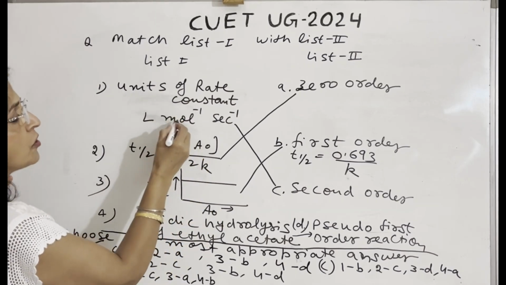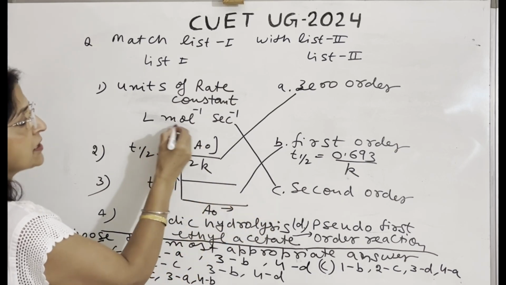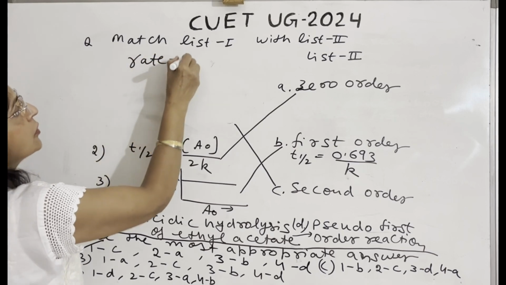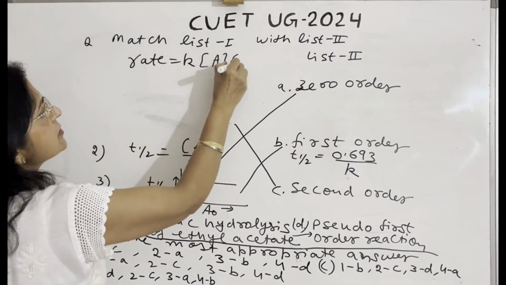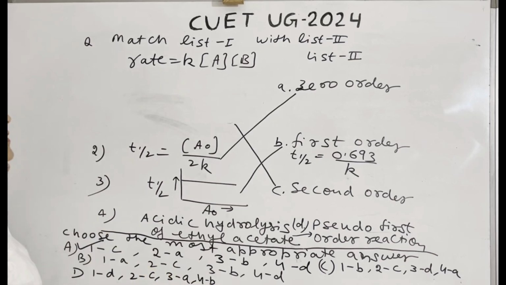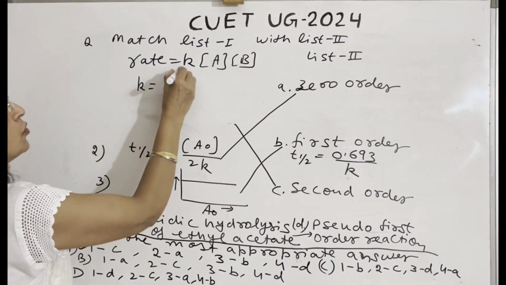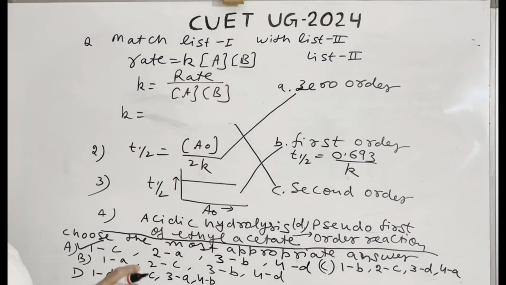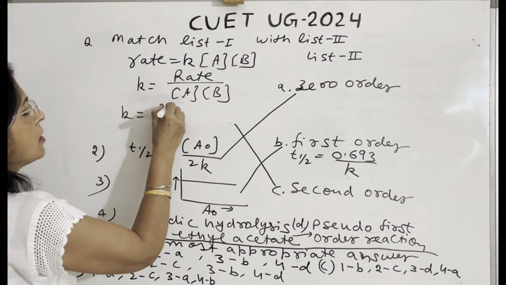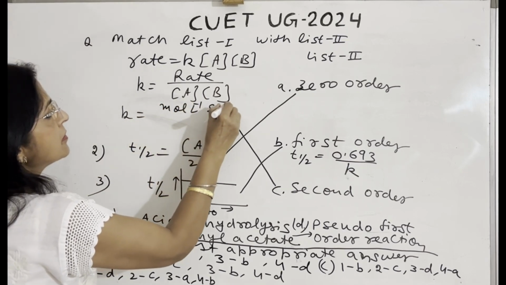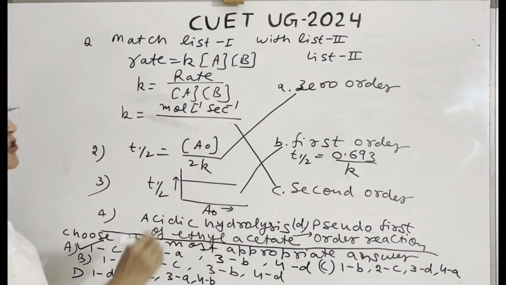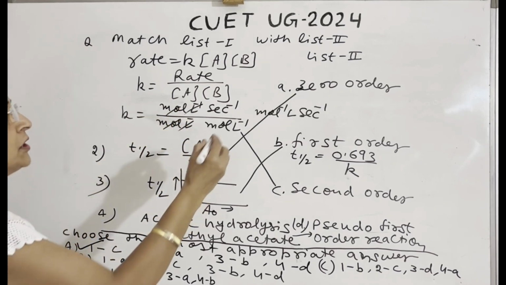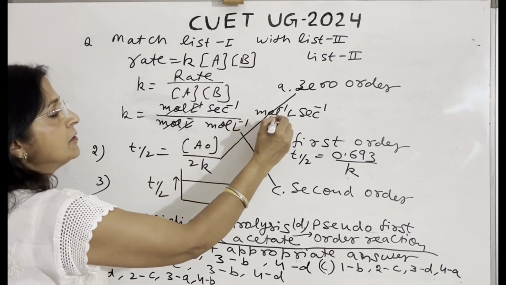How the units of rate constant for second order is liter per mole per second. Yes, for second order reaction, rate is equal to K, concentration of A, concentration of B. 2 reactants are there. Rate constant is equal to rate over concentration of A and concentration of B. What are the units of rate? Mole per liter per second. And what are the units of concentration? Mole per liter. So mole per liter cancel हो गया. So these are the units of second order rate reactions.